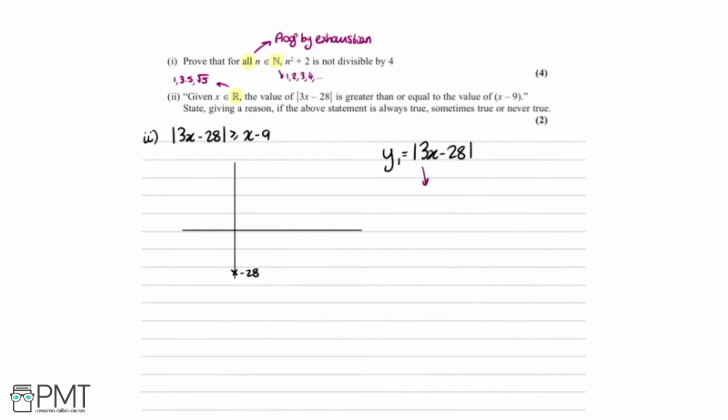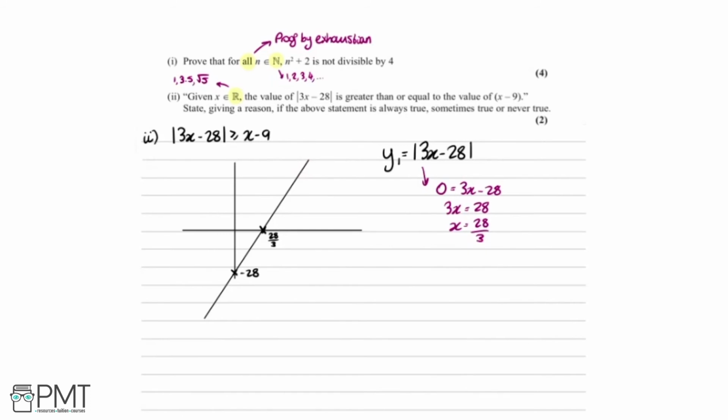And then just take a quick look to work out where the x-intercept will be. If we set y1 to be 0, we've got 0 equals 3x minus 28. So 3x equals 28, and x equals 28 over 3, which is around 9.3. So I'm just going to put that somewhere roughly here, and say that's 28 over 3. So this is the line y equals 3x minus 28.